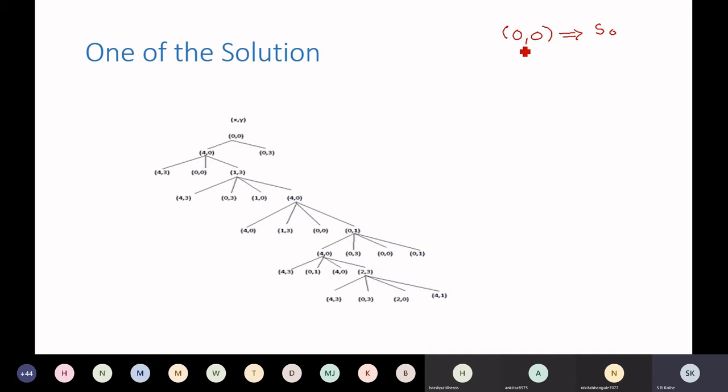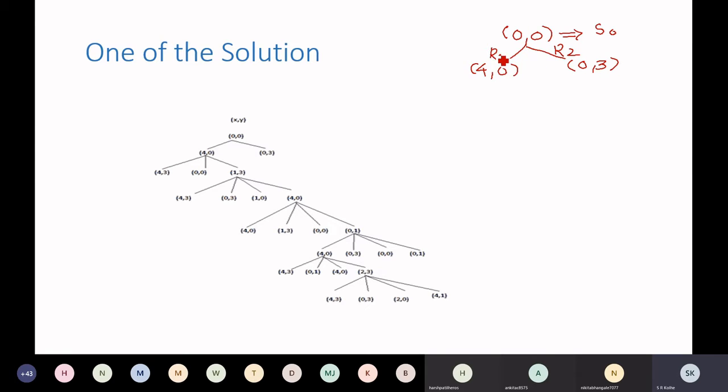So now from (0, 0), what are the possibilities? What are you going to do? Your program will find a rule which can be applied on this current state. So there are two possible rules which you can apply on this current state (0, 0). First rule is you fill the 4-gallon jug, and second rule is you fill the 3-gallon jug. Suppose I call the first rule R1, and fill 3-gallon jug is R2. So after application of R1 you will get (4, 0). After application of R2 you will get (0, 3).